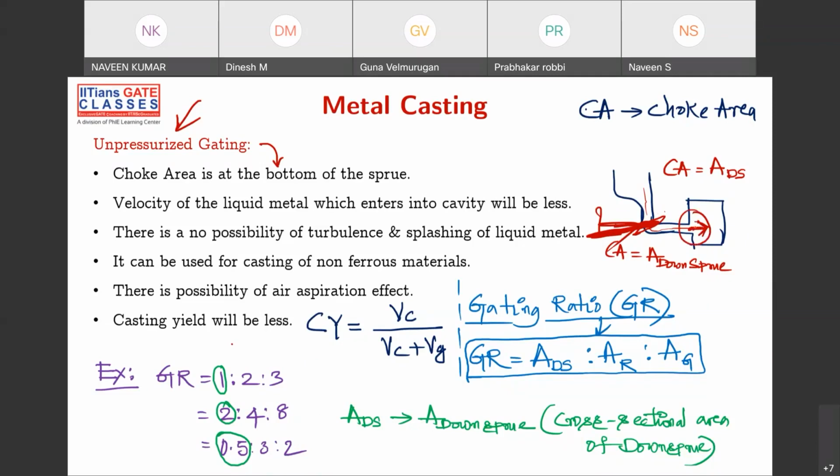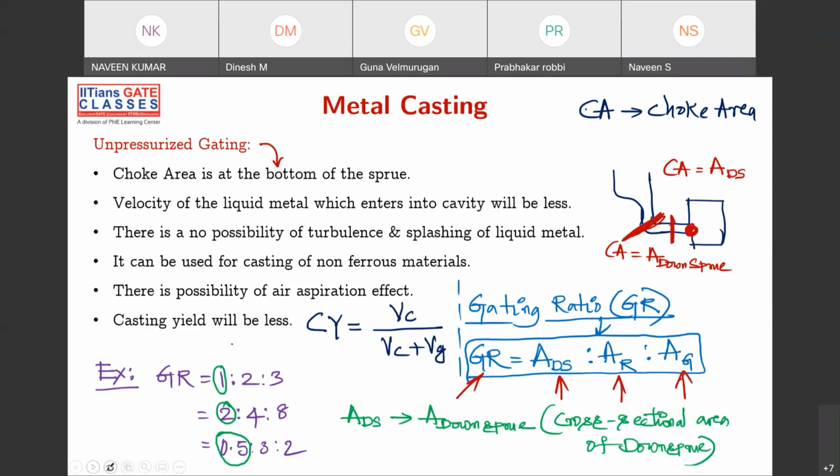This is called unpressurized because you have to see where the liquid is entering into the mold cavity. That is very important. If the area of cross section of the down sprue is the choke area, then it is called an unpressurized system. So this can also be a question. Before that, you should understand what the gating ratio is. This GR is called the gating ratio. Gating ratio is nothing but the area of down sprue to the area of runner to the area of in-gate.